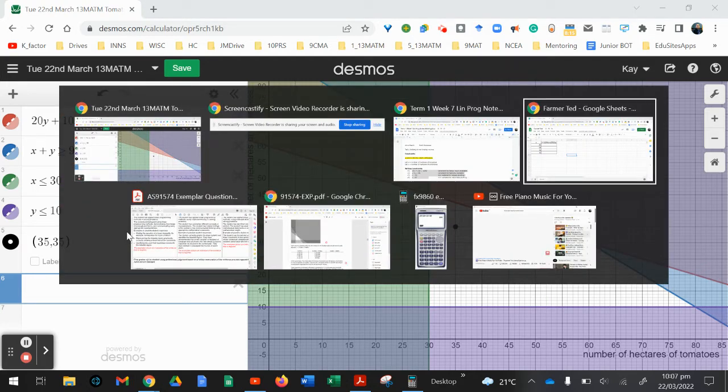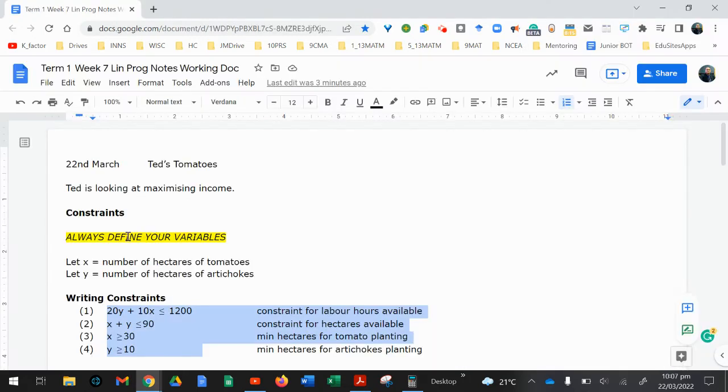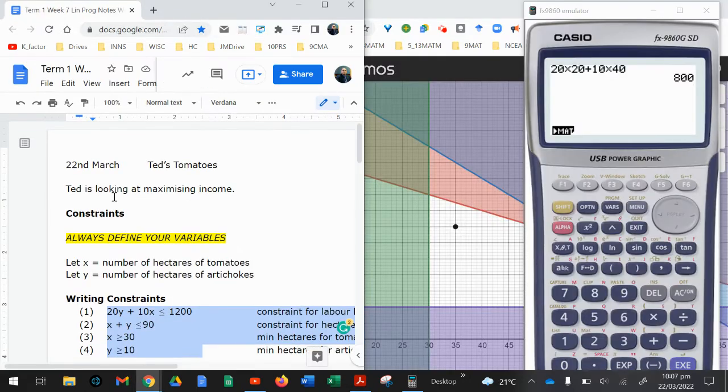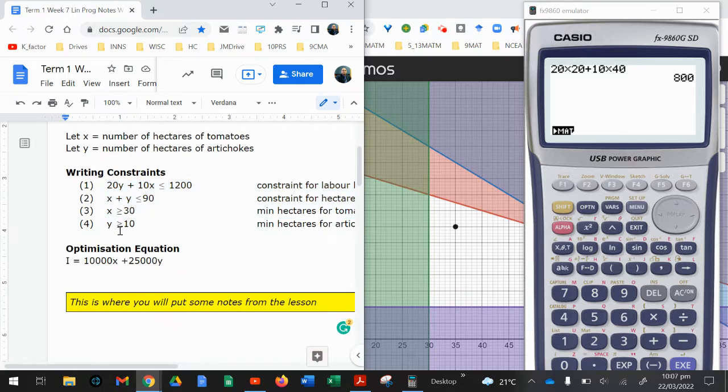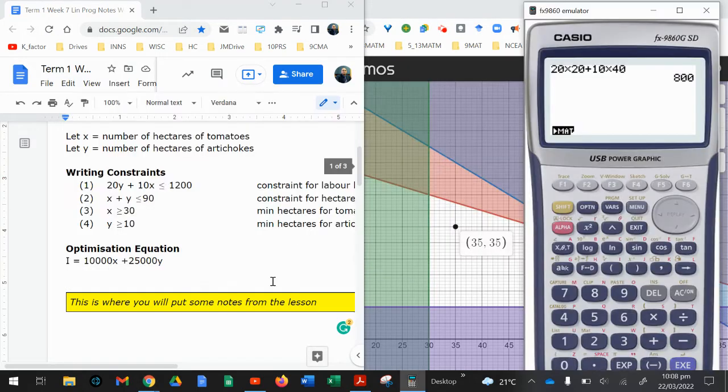It's because, remember the point 35, 35, okay? So if I go along and say, hey, 35, 35, that point there, would that be satisfying all my conditions? So is the y value greater than or equal to 10? Yes, indeed. Is the x value greater than or equal to 30? Yes, it is. Is the sum of x and y less than or equal to 90? 35 plus 35, 70, it is.